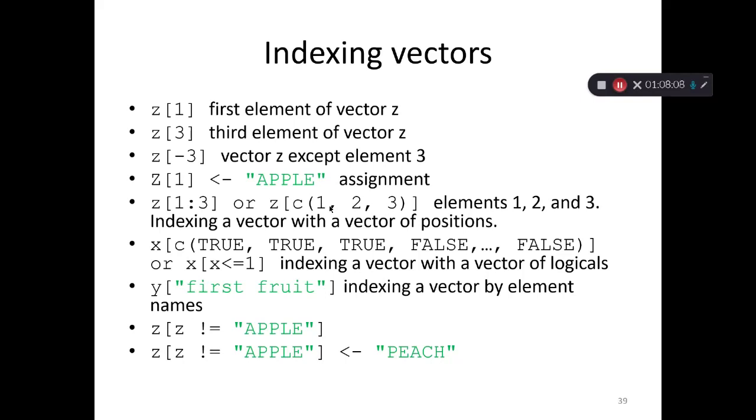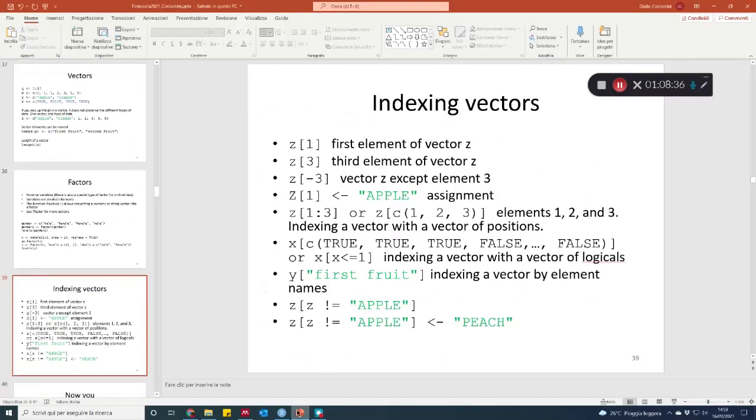The same here. You can also use logicals to select elements of a vector. For example, a vector of logicals to select the first element of x, the second, the third, but not the fourth, but not the fifth, something like this. And you create a vector of logicals also by using comparisons, for example, Boolean conditions. Let's try this out a little bit.